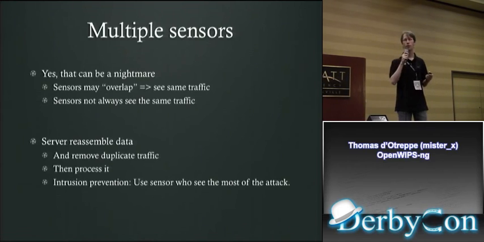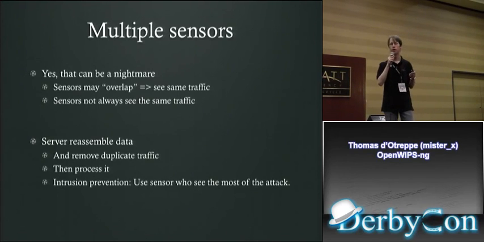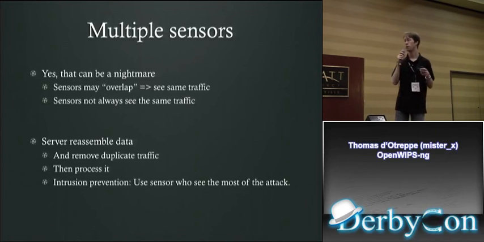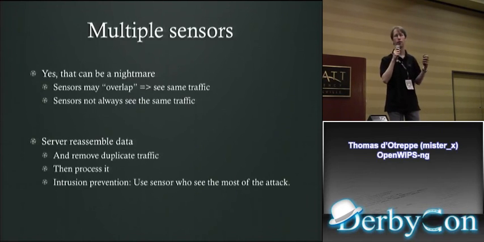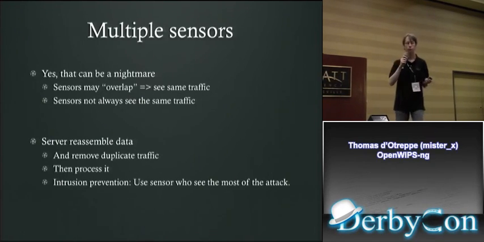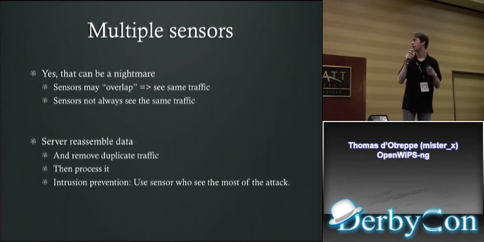Multiple sensors can be a nightmare because they see different pictures, different parts of the network. Sometimes they see the same parts, sometimes just a small part of it, and they always see the same traffic. So the server will take care of reassembling the data, removing all the duplicate traffic, and then processing it. That means calling plugins. The intrusion prevention, most of the time, will use the sensor that sees the most of the attack.